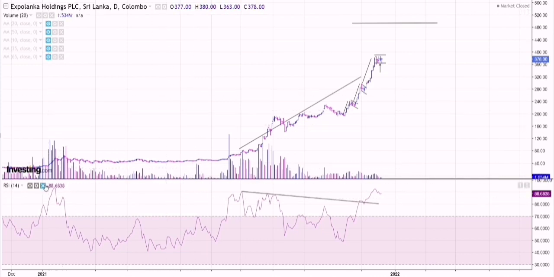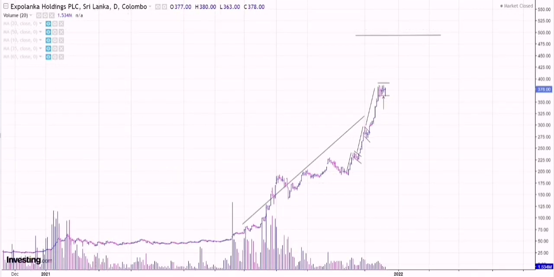I'm not going to go too much into indicators. That's just something that I wanted to show you. And finally, we're just going to look briefly into the monthly chart just to tell you guys something about it.